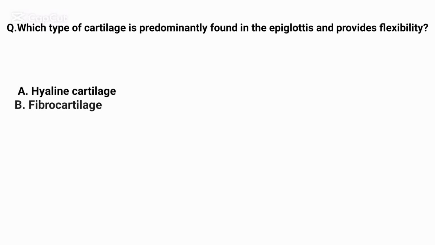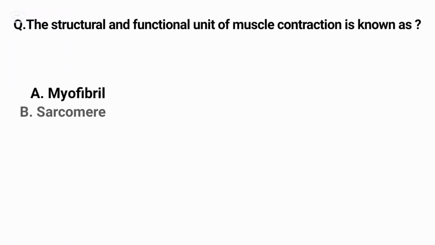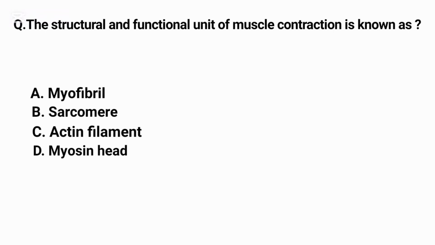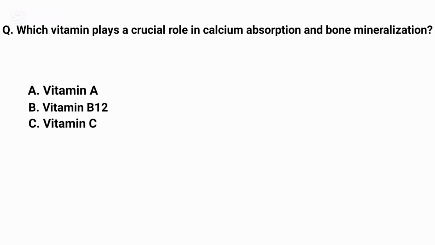Which type of cartilage is predominantly found in the epiglottis and provides flexibility? Correct answer is option C, elastic cartilage. The structural and functional unit of muscle contraction is known as. Correct answer is option B, sarcomere. Which vitamin plays a crucial role in calcium absorption and bone mineralization? Correct answer is option D, vitamin D.